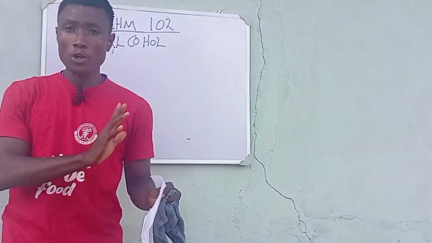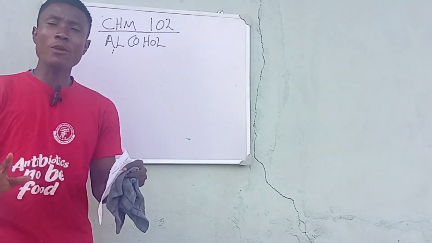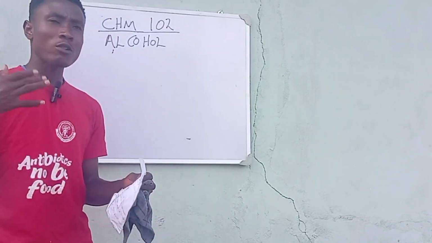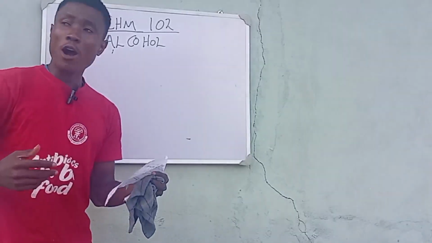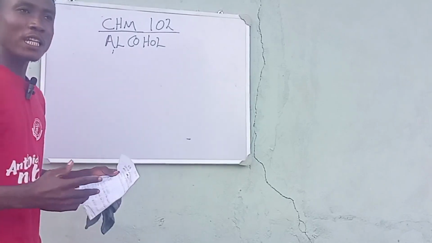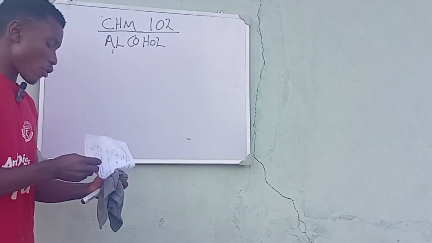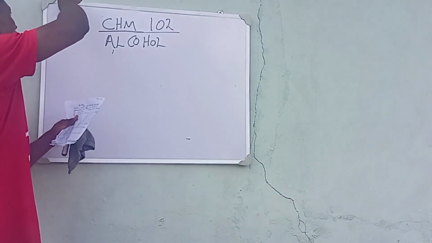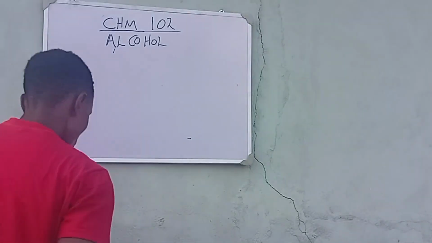So the number 1 classification of alcohol is the alcohol monohydrate. I'm not going to write it, but I will when I start explaining them one by one. The first one we have is the alcohol monohydrate. The second is the alcohol dihydrate. The third is the alcohol trihydrate. And the fourth is the polyhydric alcohol. So let's start with the first one, which is the monohydrate alcohol.